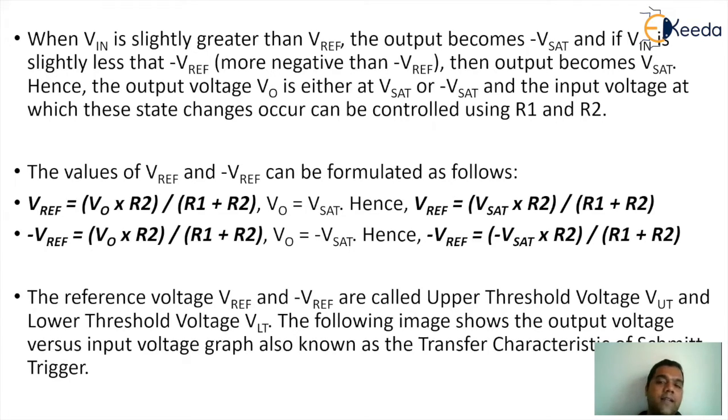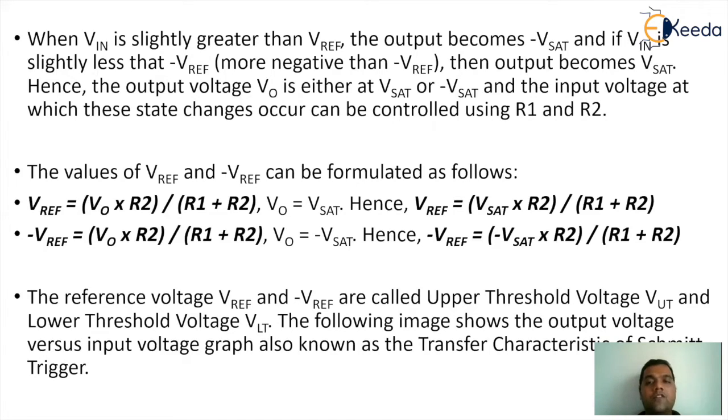So what you see as a hysteresis graph is basically like a transfer characteristic. That's a relation between the output and the input. We need to understand only a small point: if the input grows slightly beyond the upper threshold value, the output will go from plus Vsat to minus Vsat.